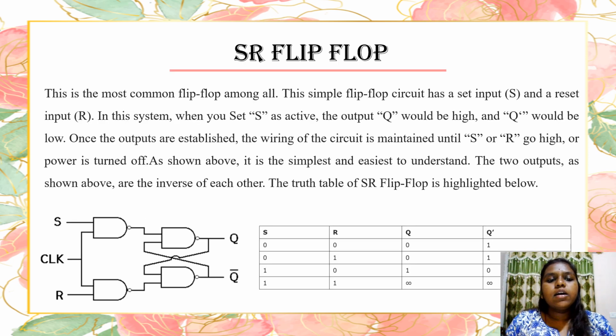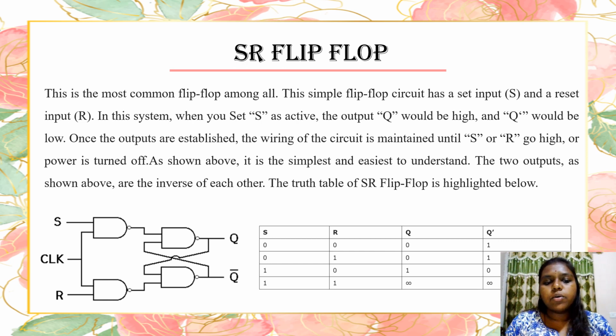SR flip-flop. This is the most common flip-flop among all. This simple flip-flop circuit has a set input and a reset input in the system. When you set S as active, the output Q would be high and Q dash would be low. Once the outputs are established, the wiring of the circuit is maintained until S or R go high or power is turned off. As shown below, it is the simplest and easiest to understand.